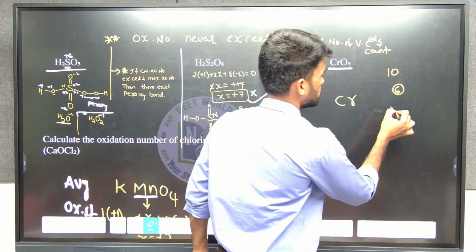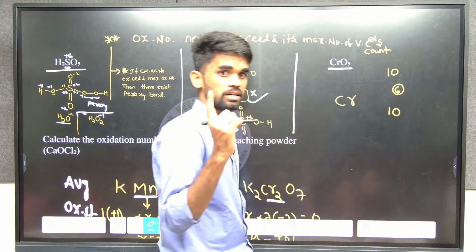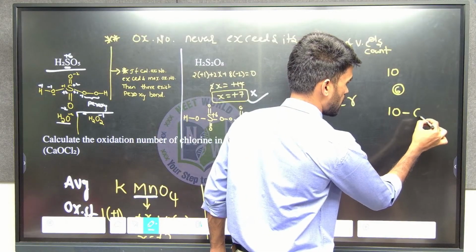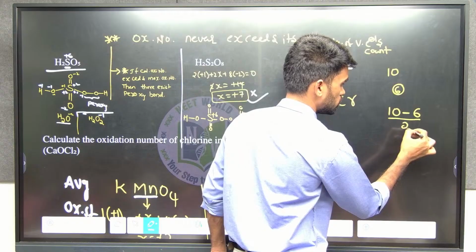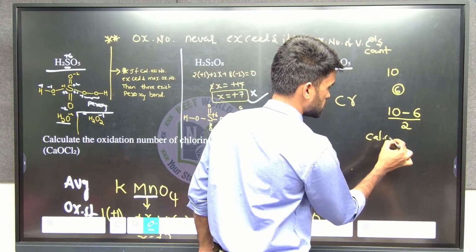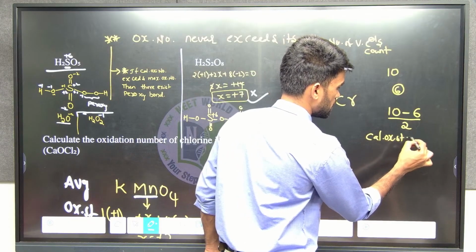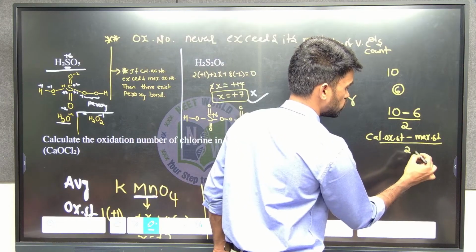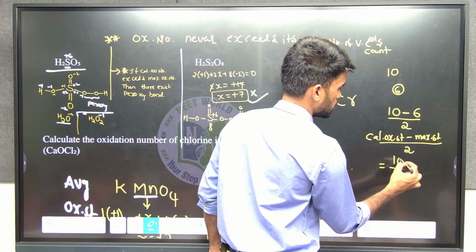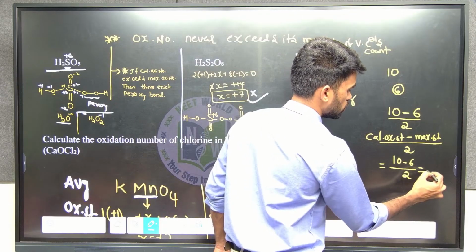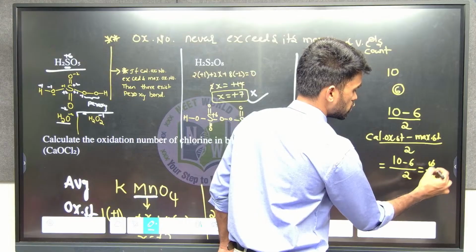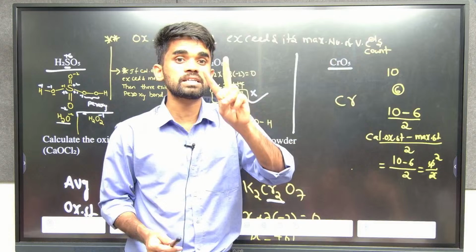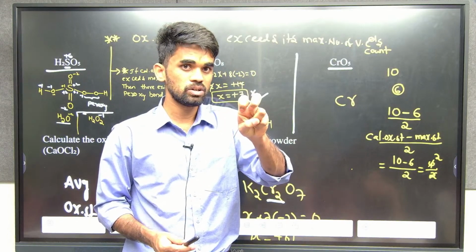Okay. So if you calculate, you got 10. But I am saying it cannot be more than that. Okay. So the calculated oxidation state, see here what I am doing. Calculated oxidation state minus maximum oxidation state by 2. Once again, calculated oxidation state minus maximum oxidation state by 2. So how much it is? 10 minus 6 by 2. 4 by 2. So how much we got? 2. So it means this compound contains 2 peroxy linkages. How many peroxy linkages? 2 peroxy.